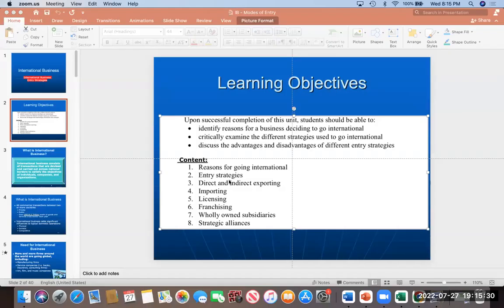I'm still a little bit under the weather, but feeling a little better. So today, we're going to move on from international trade theories and look at modes of entry for international businesses. So let me share screen quickly, and let me close this.